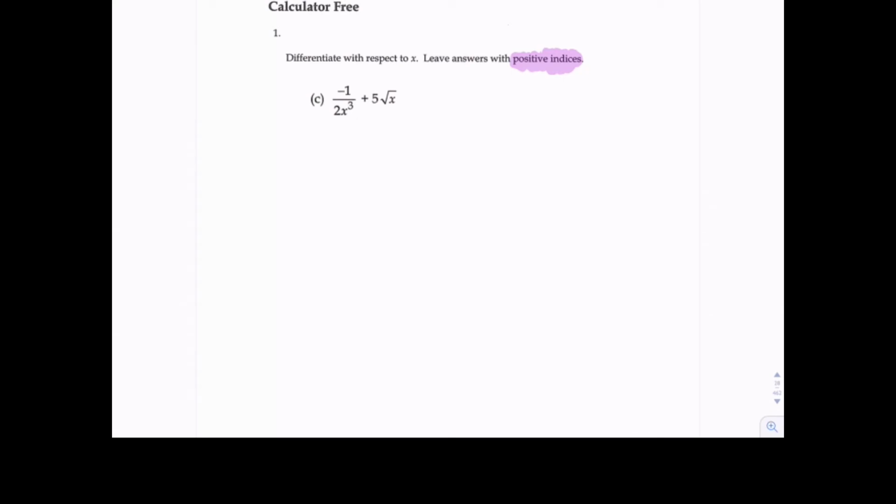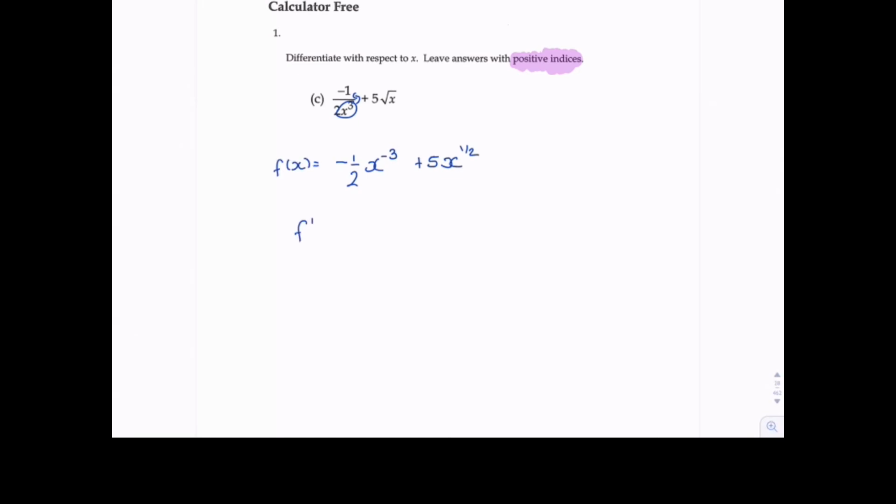How about this next question, question D? So similar approach, we need to write this to the top. So remember, when we bring that to the numerator, we change the sign of the indice, so we get -1/2 x to the minus 3 plus 5, and square root of x we could write as an indice, that's x to the half. So this is what our function equals.